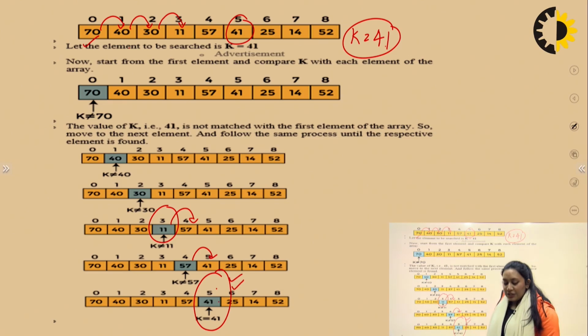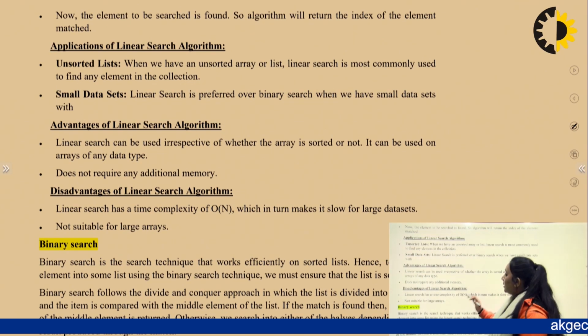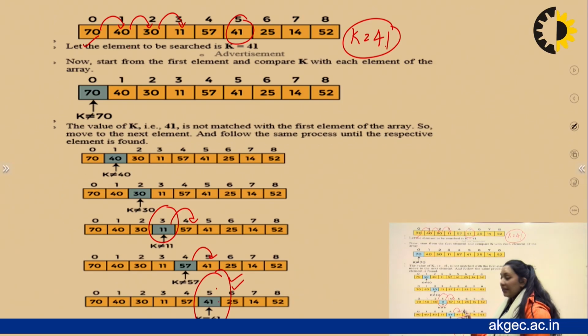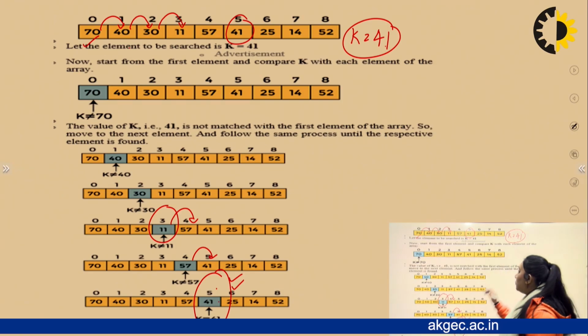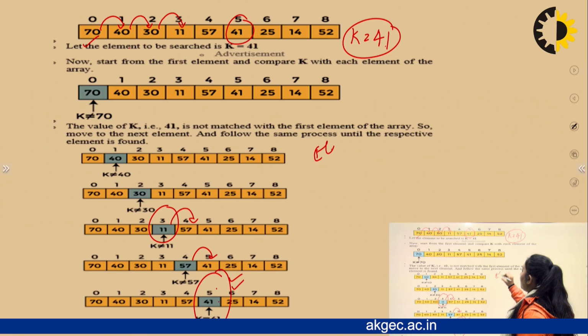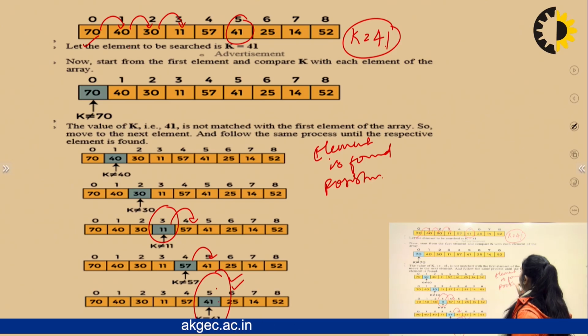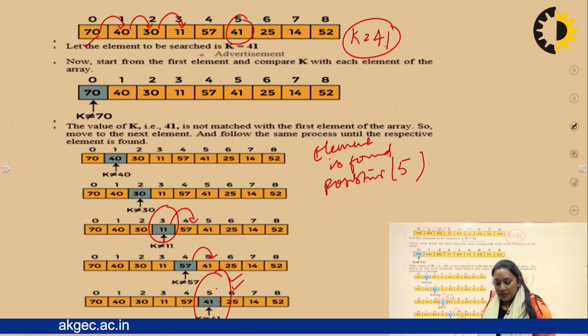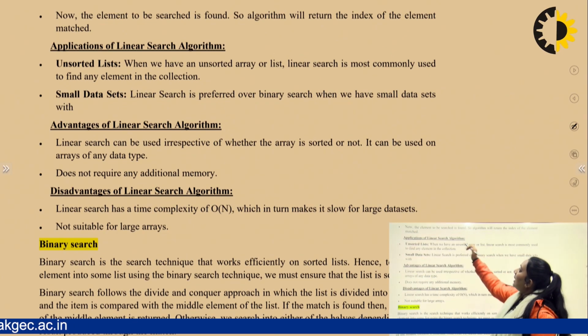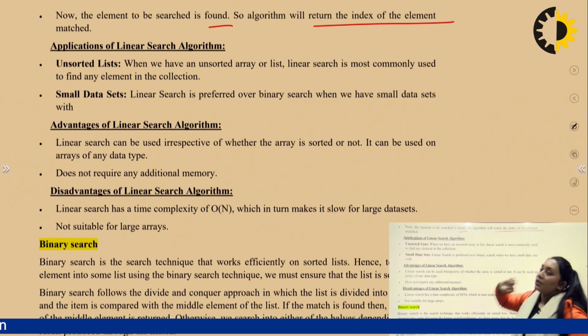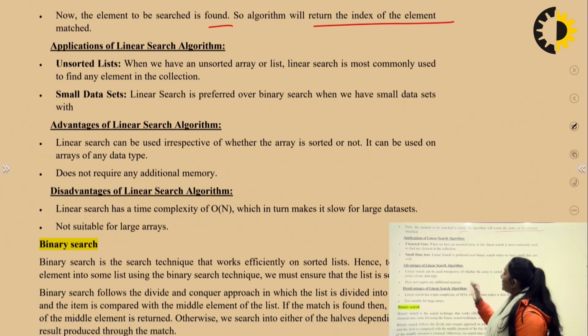At this condition, the algorithm is stopped and the computer gives you the message that the element is found. It will also give you the position at which it was found. The position is 5, array of 5, right? The algorithm returns the index value of the element. Next we have the applications where it can be implemented.